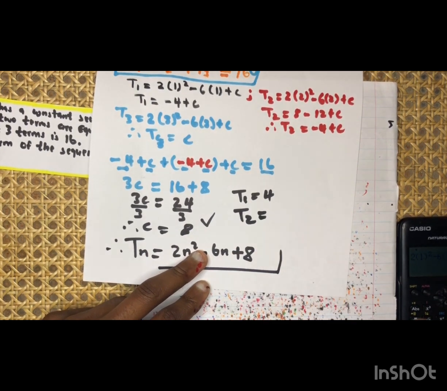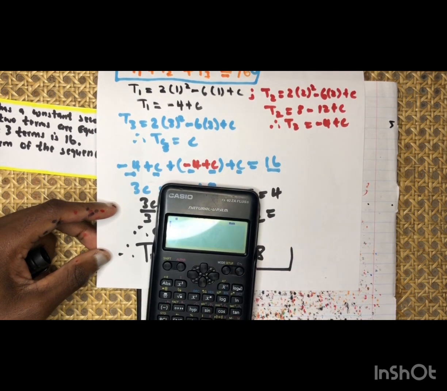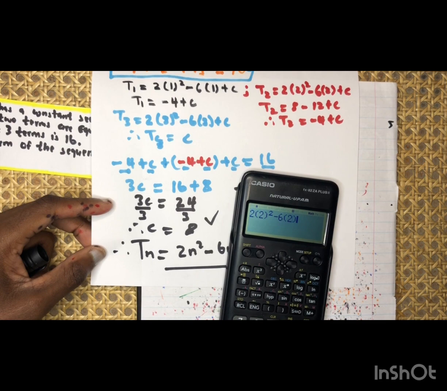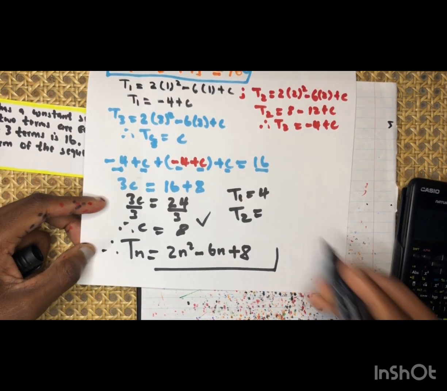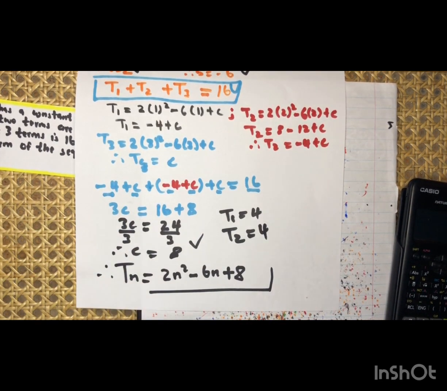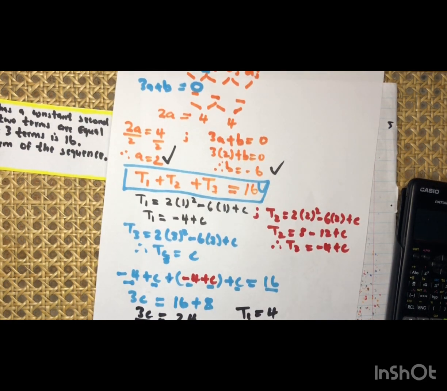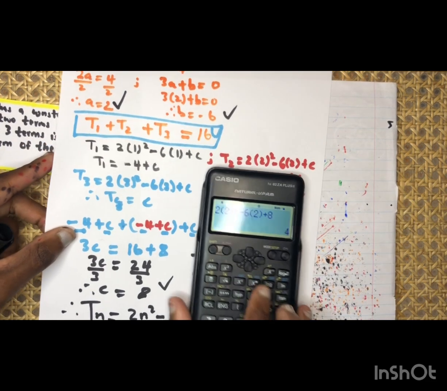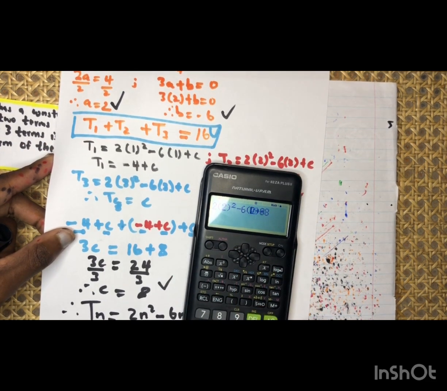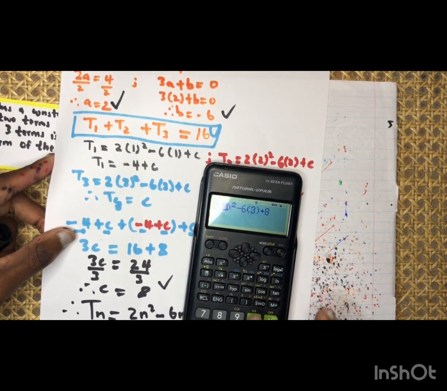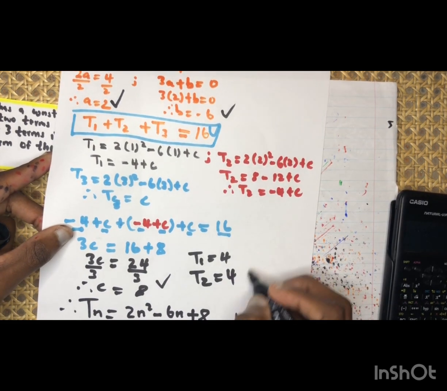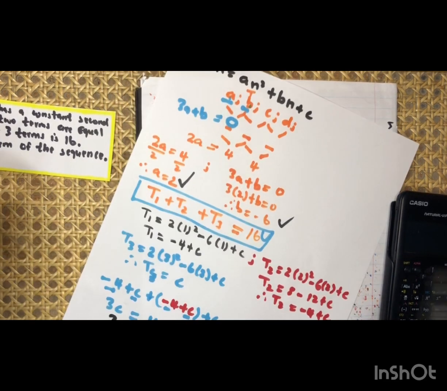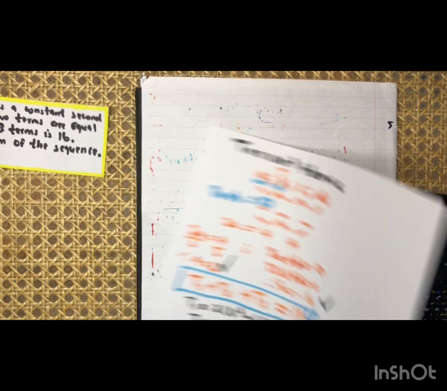Let's check T2. So if we say 2 into 2 squared minus 6 into 2 plus 8, what do we get? We get 4. Wow, I'm happy because we were told that the first two terms are equal. Now can you see T1 and T2 are equal? Right. Now we know that T3, it's 8. If you say 4 plus 4, you get 8. Plus 8 is 16. Then you are good. Guys, you are genius.